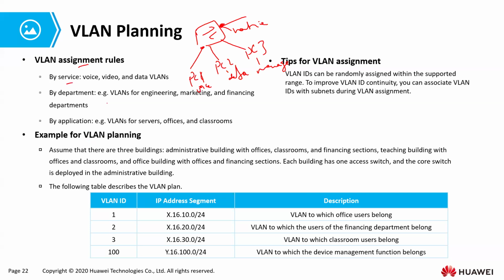So I configure my interfaces with respect to the service. Or by department: this VLAN is for engineering, this VLAN is for marketing. That's how we assign VLANs. It's not only something to do with numbers. VLAN 10 and so on are just identifiers, but in the background VLAN 10 could be the students' VLAN only.